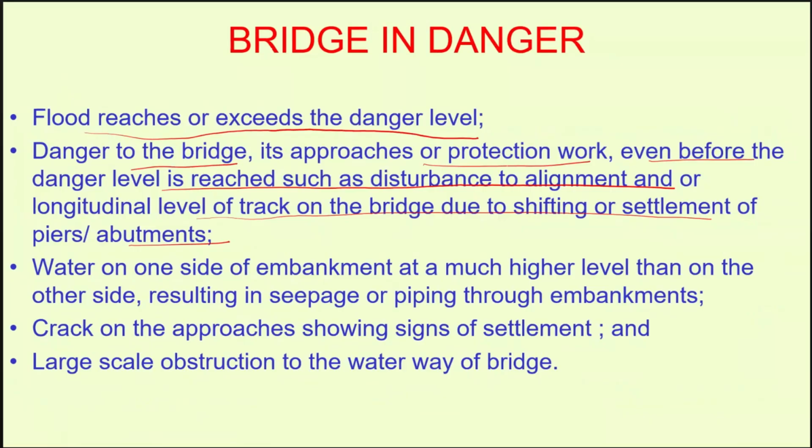Even though it has not gone up to the danger level, there are chances. So you need to watch it. Particularly during monsoon season, if the water level starts rising, you get alerted and ready for action to be taken when the need arises. Water on one side of the embankment at a much higher level than on the other side will result in a heavy seepage gradient, causing seepage or piping through the embankment, and finally washout of the embankment may take place.